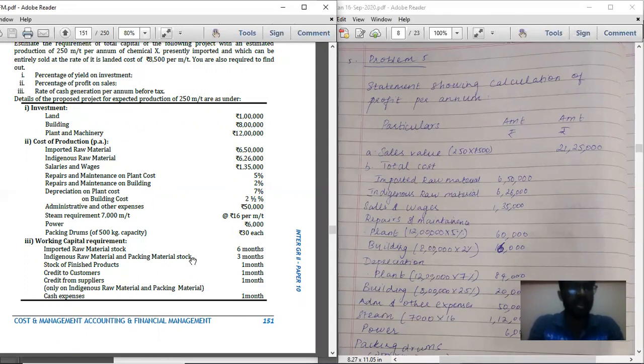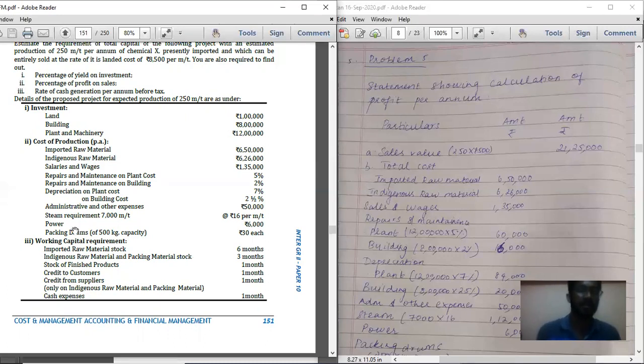First, investment. What are the different investments? Land, building and plant and machinery. And cost of production per annum. What is the cost of product? Imported raw material 6 lakh 50, indigenous raw material 6 lakh 26, salaries and wages 1 lakh 35,000. Repairs and maintenance on plant cost, that is 5% on plant cost you should find out, and repairs and maintenance on building, so 2% on building. Depreciation, administrative and other expenses, which is 50,000.